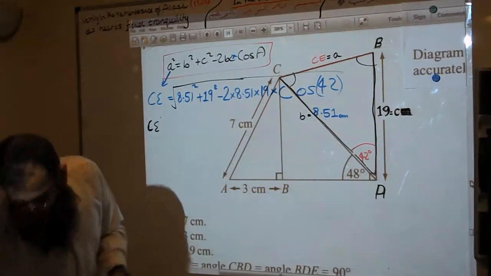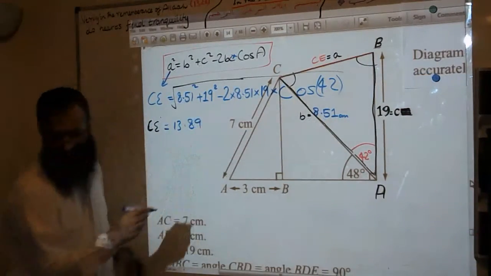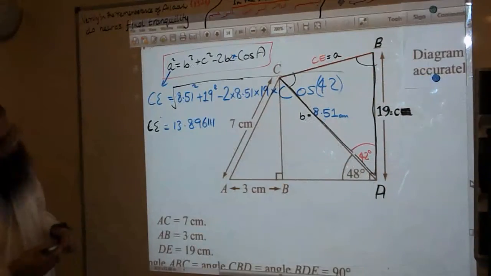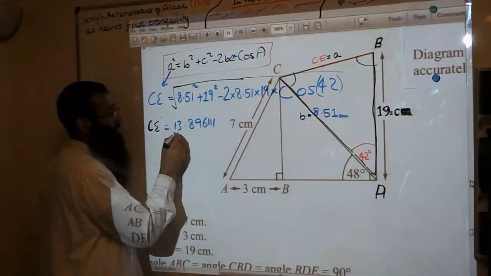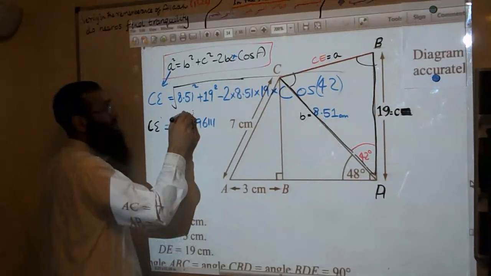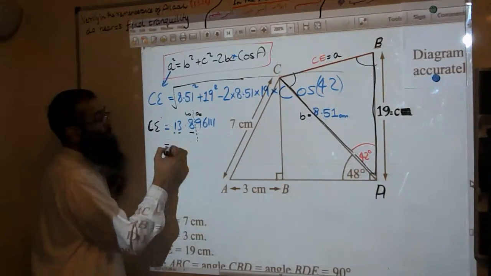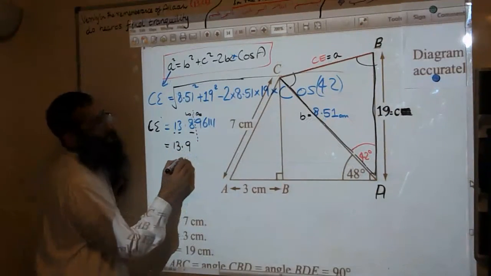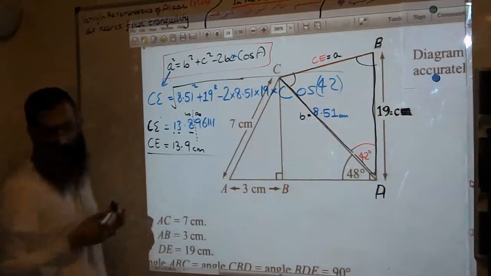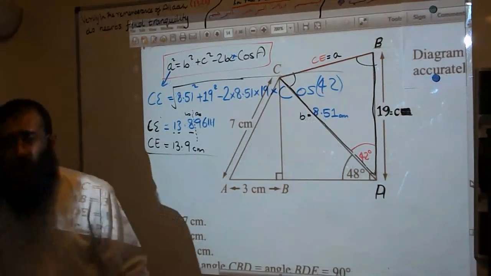Okay, what do we get? 13.89. That sounds good to me for the moment. Let's write that down. 13.89. Okay, 3 significant figures. So how many significant figures? 3. So Zishan, I got 13.89 as well. That last digit is my decider. Is that 5 or more? Yes, so you have to add 1 to the 8. 13.9. 13.9 what? Centimeters. That's the value of CE. Okay, that's the end of the question, that's the end of our lesson, folks.